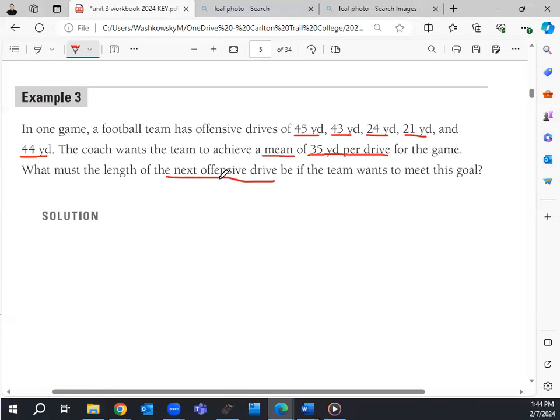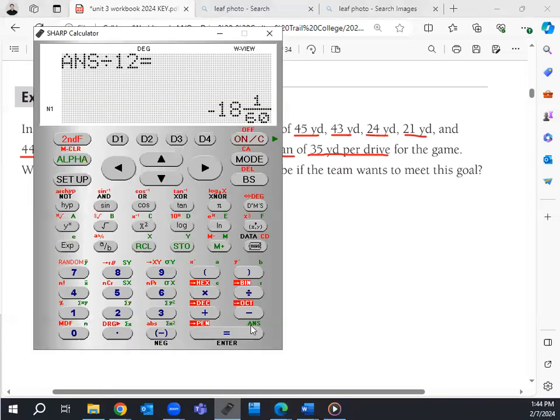So what this is saying is, right now, if I was to take this average, 45 plus 43, plus 24, plus 21, and what's the other one? 44. So they've had 5 drives so far, and it's 35.4. I want to know, how far does my next drive have to be? Obviously, if it's 35, I've met my goal of 35 per game. But what if it's 34? What if it's 33? What if it's 32? Instead of having to redo that calculation, we can problem solve for it.